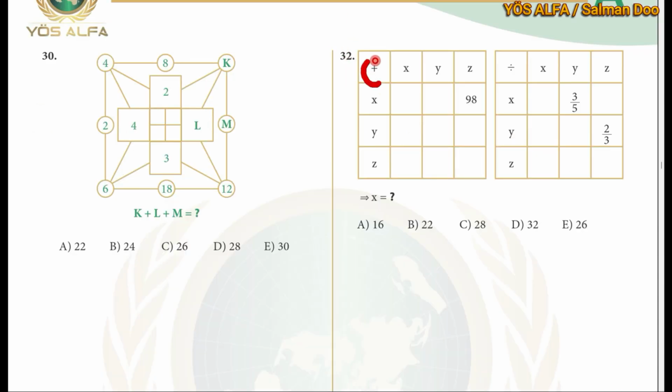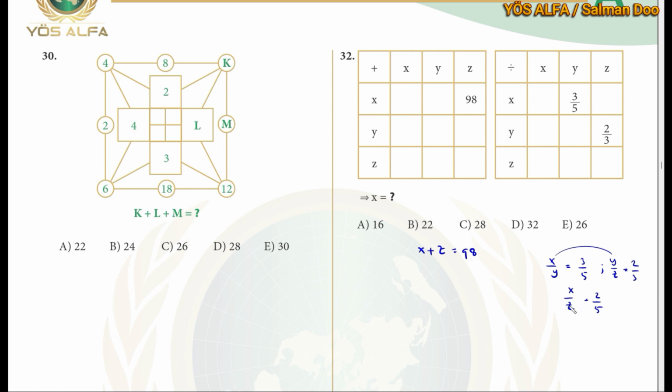Number 32. The summation table and the division table are given. From the first table, x plus z is equal to 98. From the second table, we have x over y is equal to 3 over 5 and y over z is equal to 2 over 3. Since we have x and z over here, I'm going to try to get the x and z relation from the second table. If I multiply these two, the y's cancel each other, and the 3s also cancel, and we have 2 over 5 as the result.